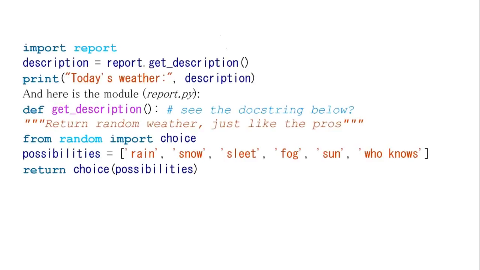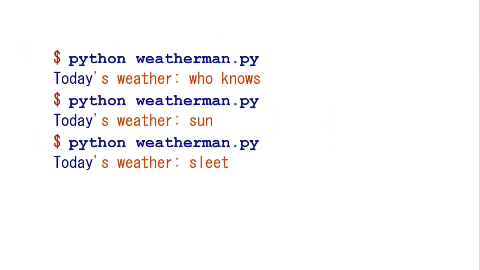Let's simulate a weather station and print a weather report. One main program prints the report and a separate module with a single function returns the weather description used by the report. Here is the main program. If you have these two files in the same directory and instruct Python to run weather main.py as the main program, it will access the report module and run its get_description function. We wrote this version of get_description to return a random result from a list of strings. So that is what the main program will get back and print.